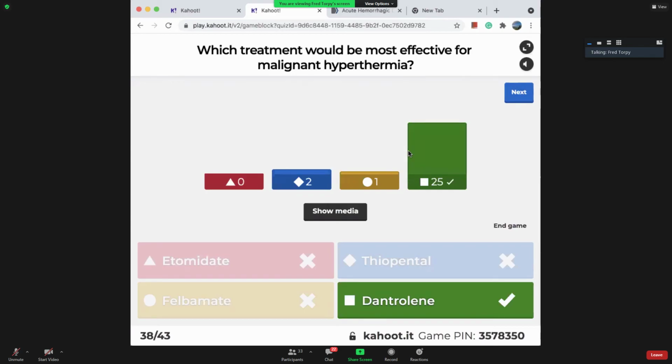Cool. That's just something he brought up, and he totally could use it. It's going to be blocking your ryanodine receptors, which are your intracellular receptors on your sarcoplasmic reticulum, and they're in charge of releasing calcium into the cell, which can lead to your hyperthermia. So it's blocking those ryanodine receptors and blocking that calcium influx.